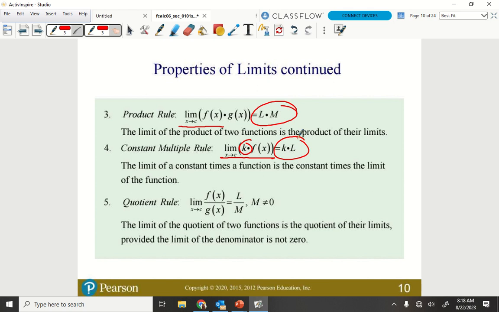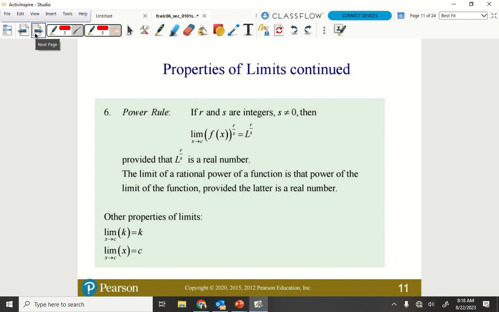Quotient rule: if I have two limits divided, I just divide my two limits, where the limit of g cannot be equal to 0. Why can I not have 0 in the bottom of a fraction? Because it is undefined. That's what we're looking for. It's going to be undefined.